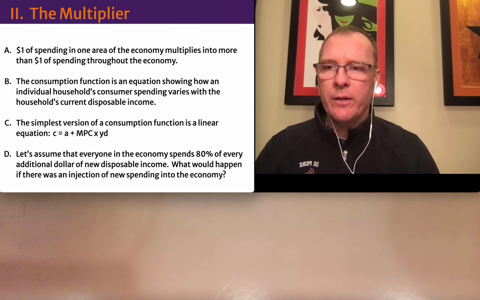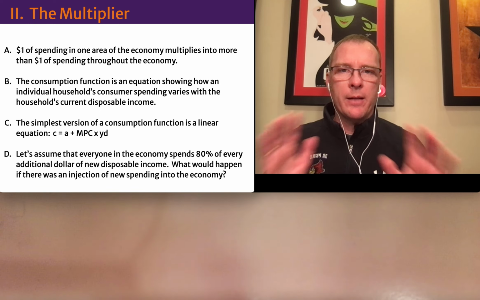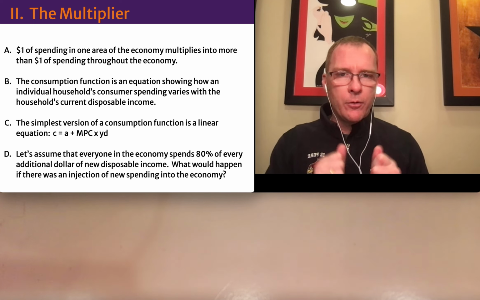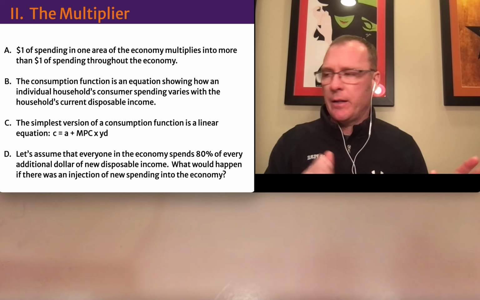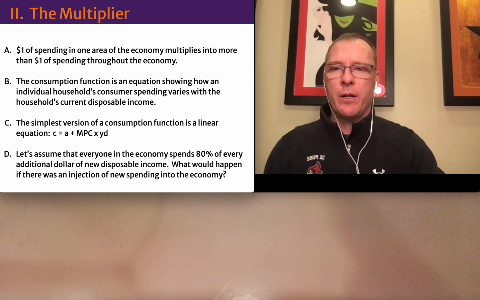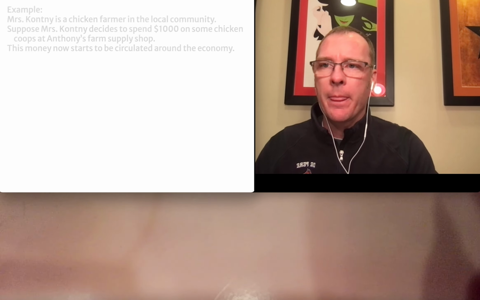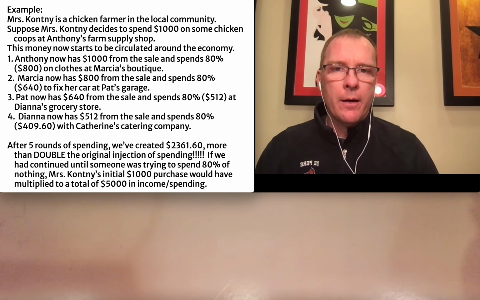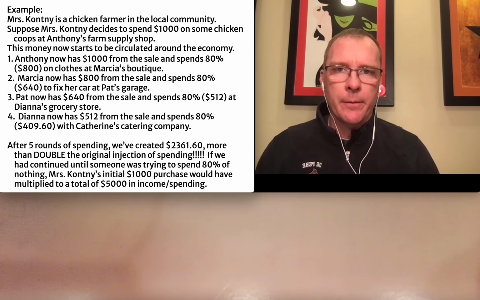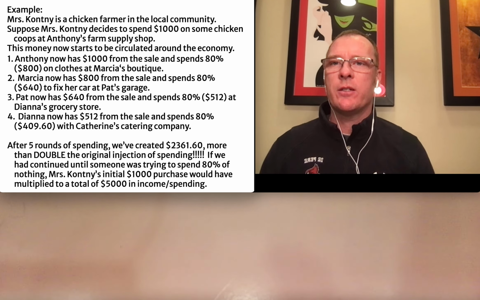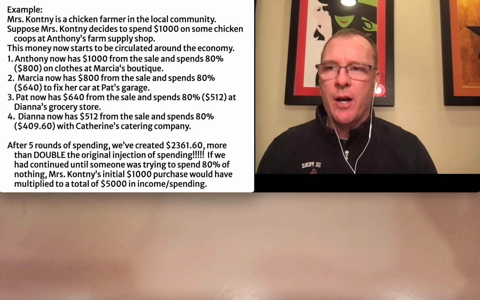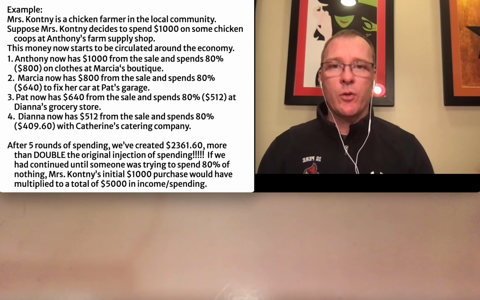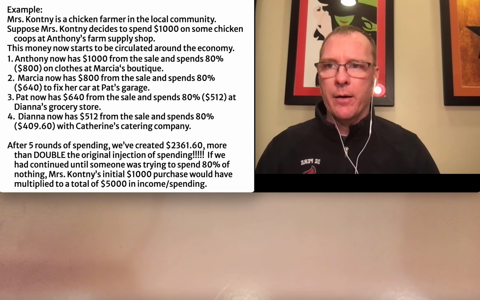We'll talk about that consumption function a little bit later on in this section. But for right now, let's just assume that everybody in the economy spends 80%. Anytime they get a new dollar, they're going to save 20 cents of it, and they're going to spend 80 cents of it. And that's a pretty good assumption for what we do here in America. So in this example, Miss Connie is a chicken farmer. Not surprising. Because she's a chicken farmer, she needs to spend a new $1,000 on some chicken coops. So she goes to Anthony's farm supply shop and spends $1,000. That's our initial new spend.